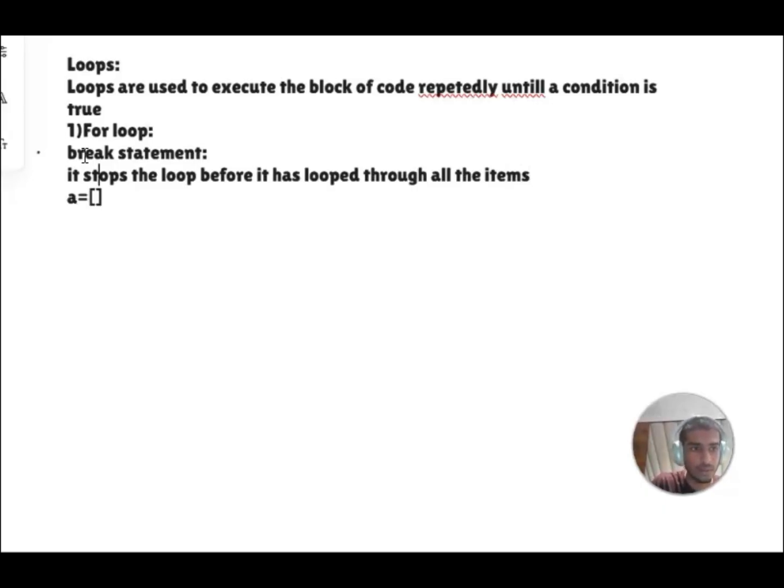Let's create a list. If you want to print up to C only, you should use break. Use the for loop, print the X. Now use the if statement: if X is equal to C, break.